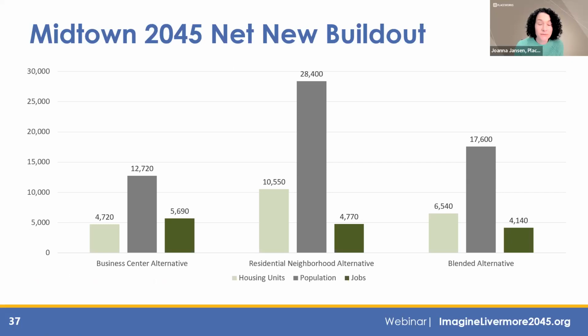The business center alternative would include the fewest new homes, but still over 4,700 new homes and 5,000 new jobs. The residential neighborhood alternative, as its name implies, includes the greatest amount of growth for new housing and new residents, over 10,000 new housing units and about 4,700 new jobs. And then the blended alternative is between the 2 in terms of new housing, about 6,500 new homes. It includes the least amount of new jobs at about 4,100 new jobs. So that's the lowest amount, but still a significant amount of change under all 3 of these alternatives.